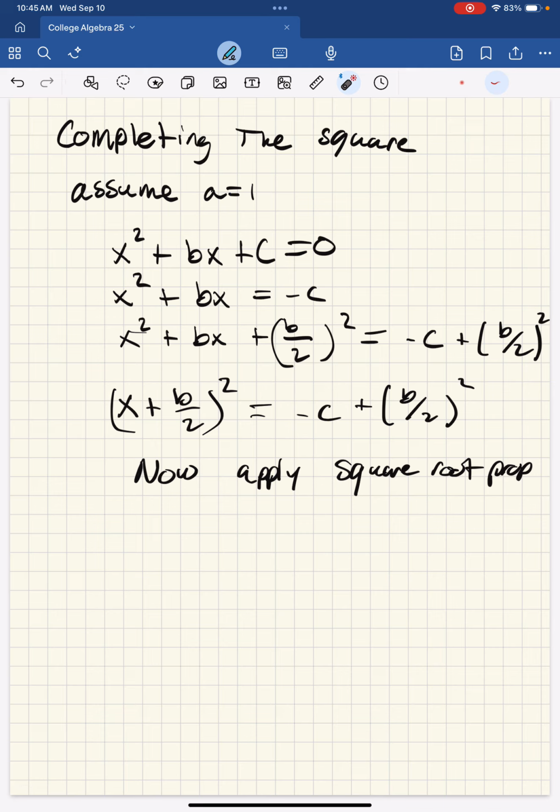Then we've got completing the square. Now let's start by the assumption that the leading coefficient is 1. If it's not, you divide everything by a, and then the leading coefficient is 1. So we've already done that part. Now we've got x squared plus bx plus c. We're going to move the constant to the other side, and then we're going to add a value to both sides to make the left side a perfect square. That value is b over 2, the quantity squared. Add it to the left and the right. So that's called completing the square.